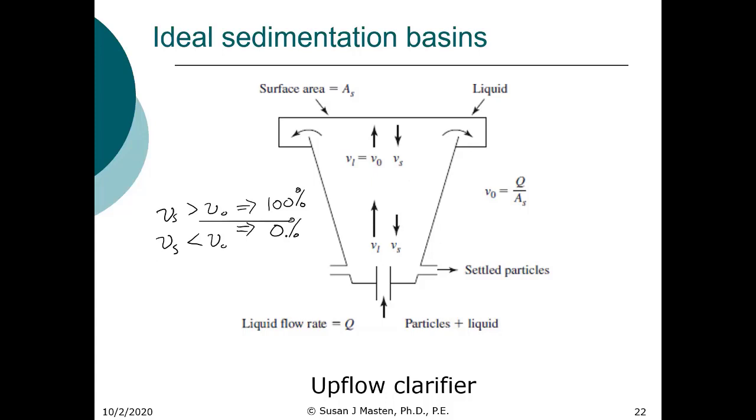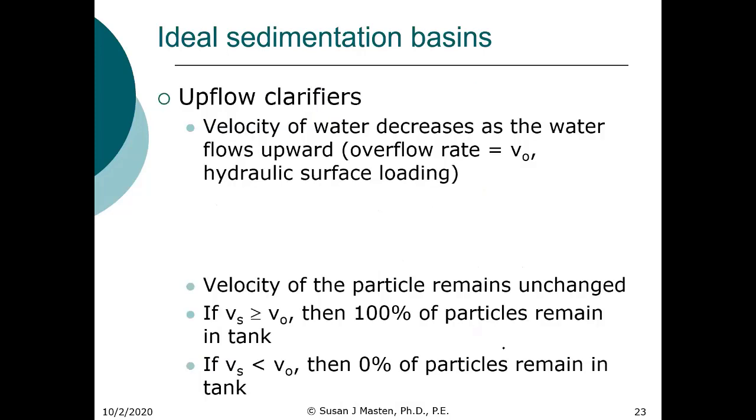For those particles that have a terminal settling velocity less than the overflow rate, they will not be removed. They'll end up in the effluent. So those particles end up in the effluent. Those that have a settling velocity greater than the overflow rate will end up in the sludge, and those will be removed. And that's basically what I have here.